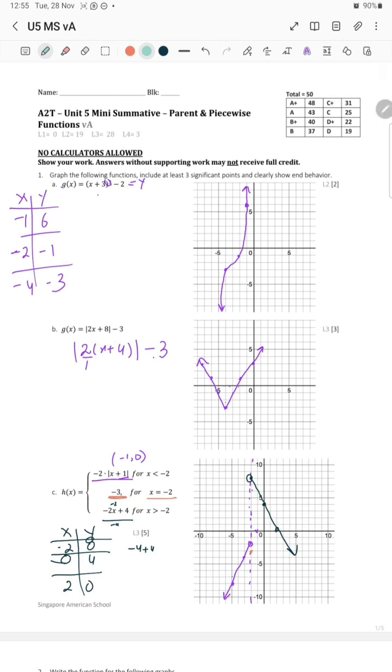Hopefully you enjoyed it. What you have to do is, first of all, see all the videos of parents and piecewise functions. After checking all the videos you're going to come to the test. You will do each and every question yourself, and then you check whether your answer is correct or your method is correct or not.